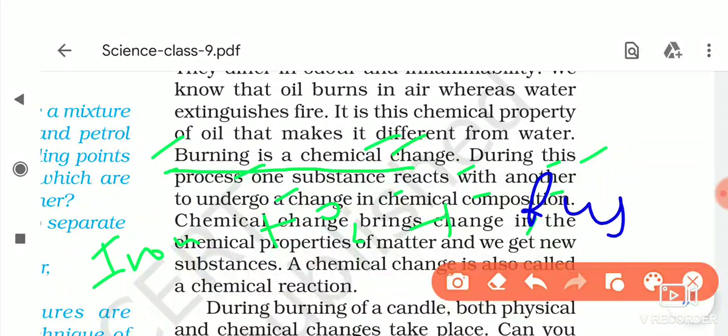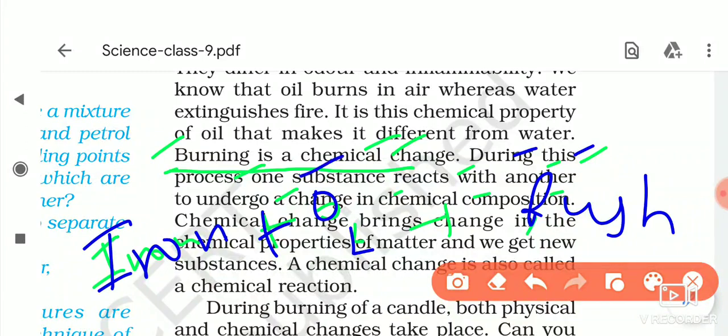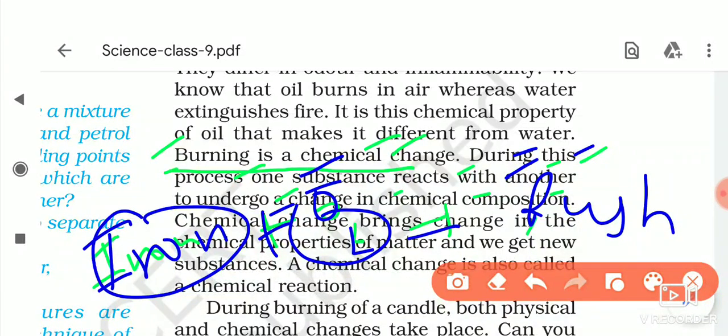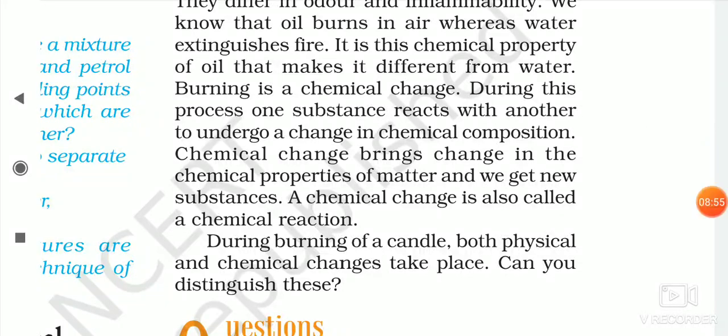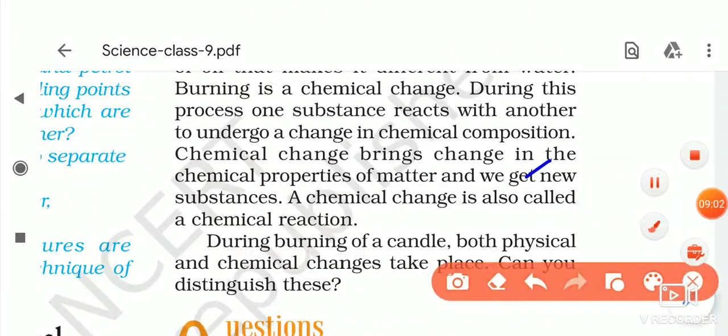Rusting takes place when iron reacts with oxygen. It means that during this process one substance, iron, reacts with another substance, O2, and undergoes a change in chemical composition, like rusting. A chemical change brings a change in the chemical properties of matter and we get new substances.